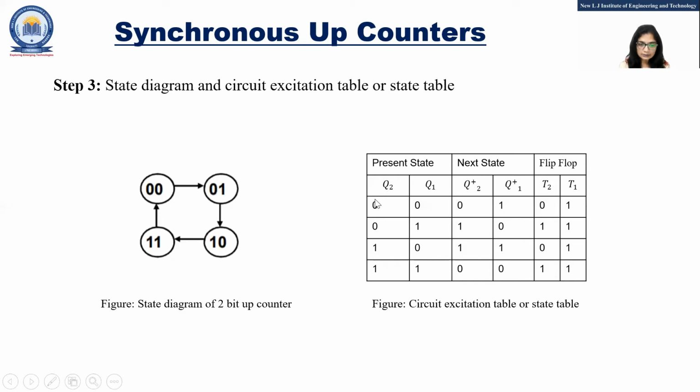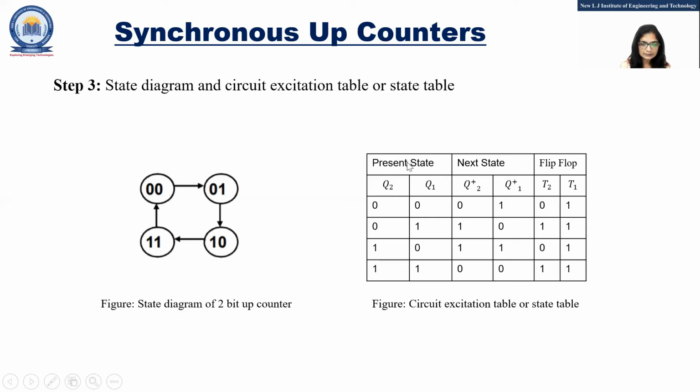Okay. So suppose this is the present state, 0 0. Then what will be the next state? We will refer to this state diagram to complete this table. 0 0 is the current state, I mean present state or current state. You can see here, this is the current state. So in the diagram, what is the next state? The arrow is going this way, right side. So the next state will be 0 1. So I will write here 0 1.